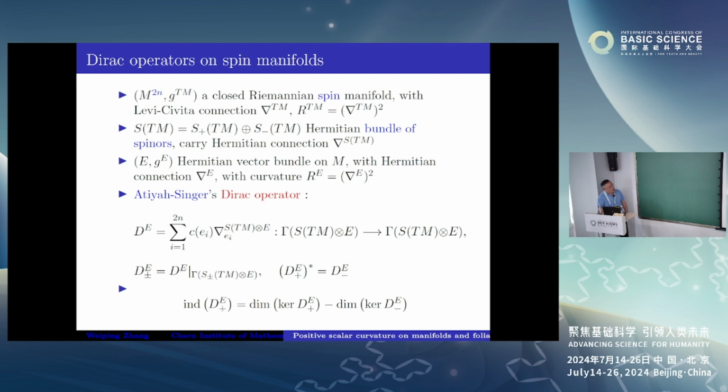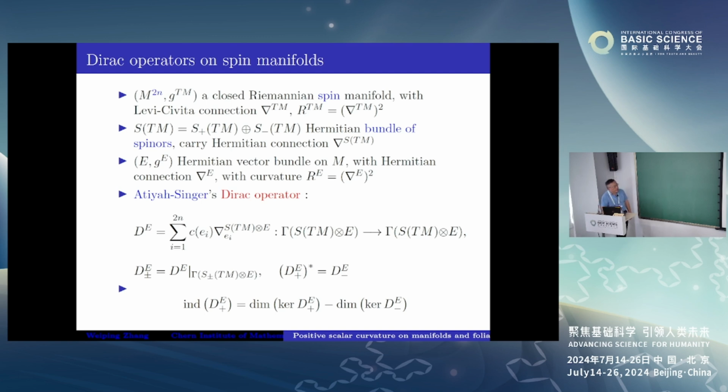On the even dimensional manifold, it admits a Z2 graded splitting: the spinor bundle S equals S plus, the positive spinor bundle, plus S minus, the negative spinor bundle. It also carries an induced Hermitian metric and a Hermitian connection. More generally, we can also twist it with an arbitrary Hermitian vector bundle. So if we have a Hermitian vector bundle E with Hermitian metric, and we take a Hermitian connection, which means it preserves this metric, then following Atiyah-Singer we can define the Dirac operator in this way.